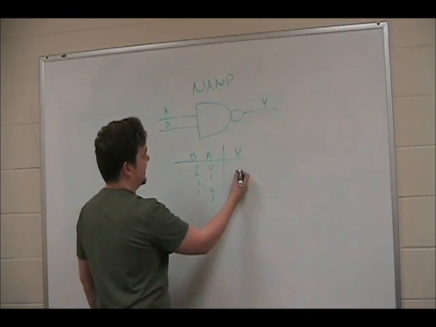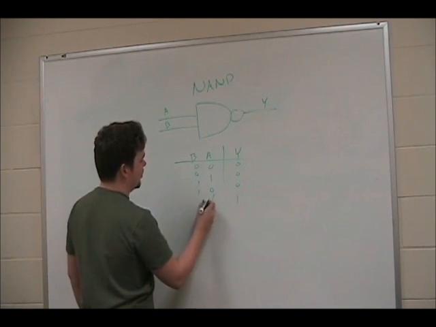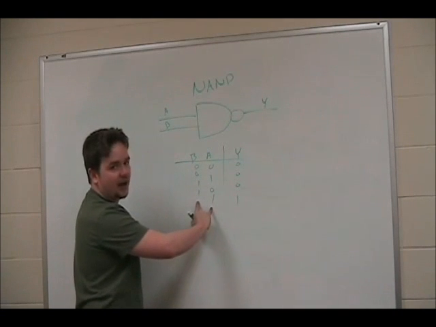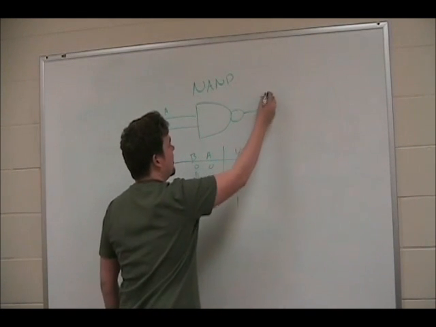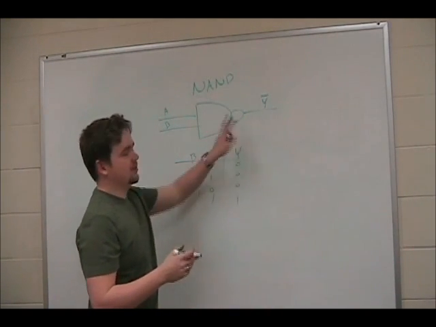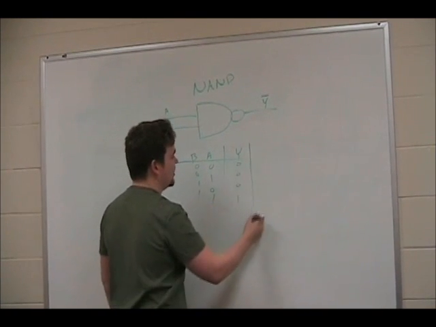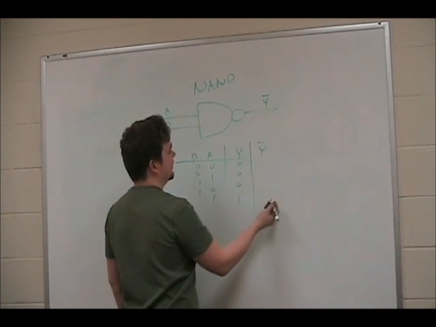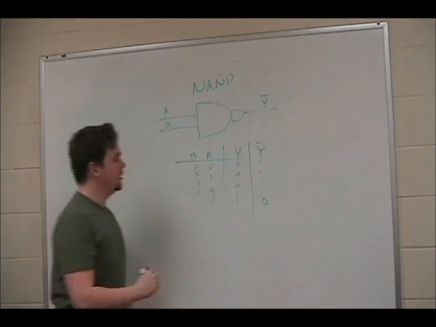For a normal AND gate, we'd get an output of 0 except when the inputs are both high, and then we're going to get an output of 1. So the output of a NAND, that line over top of that Y, basically says that the output is complemented or inverted. So the real output of a NAND gate is 1, 1, 1, 0.